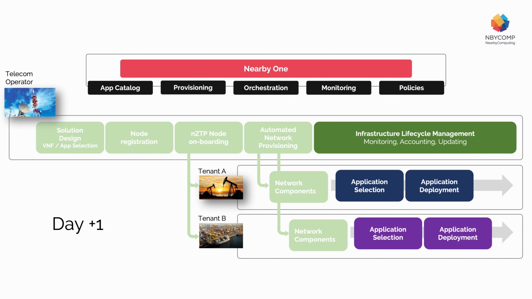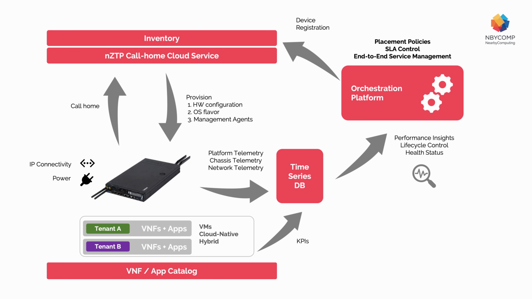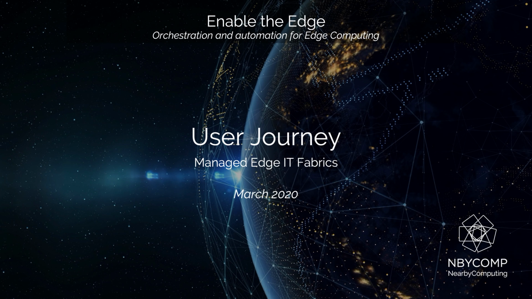At this point, the environment is ready and the platform keeps monitoring the deployments. With the information that is provided by the platform chassis network and the KPIs of the application, the orchestration platform has all the information needed to actively manage the services.